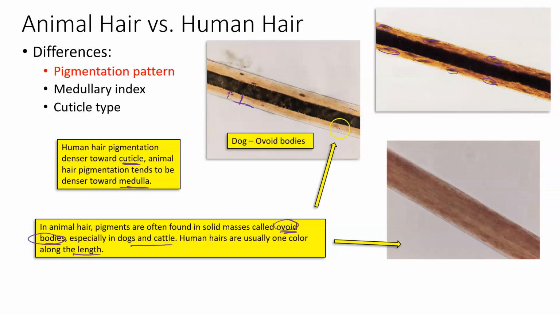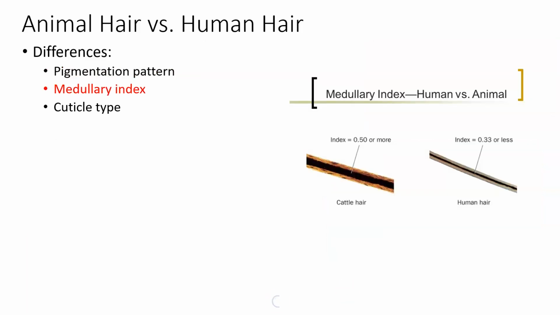So this is a dog. You can see the ovoid bodies. This is a cow. You can see the ovoid bodies. The dog and cow, obviously, are one of the most unique in that it varies. It is much different than human hair.